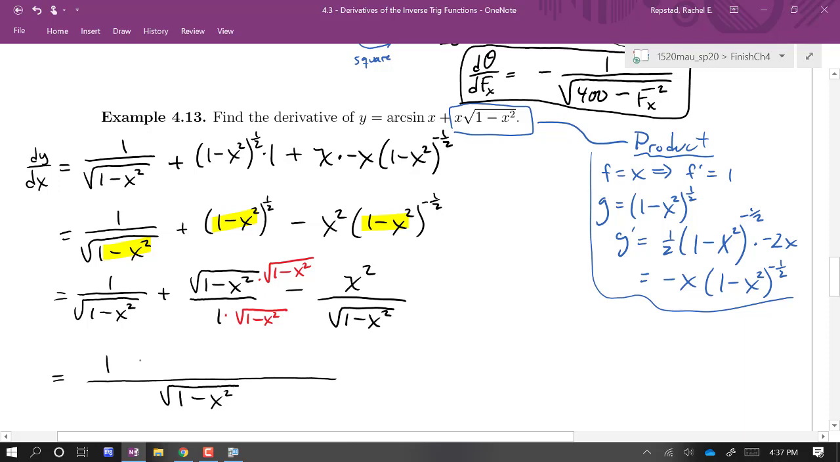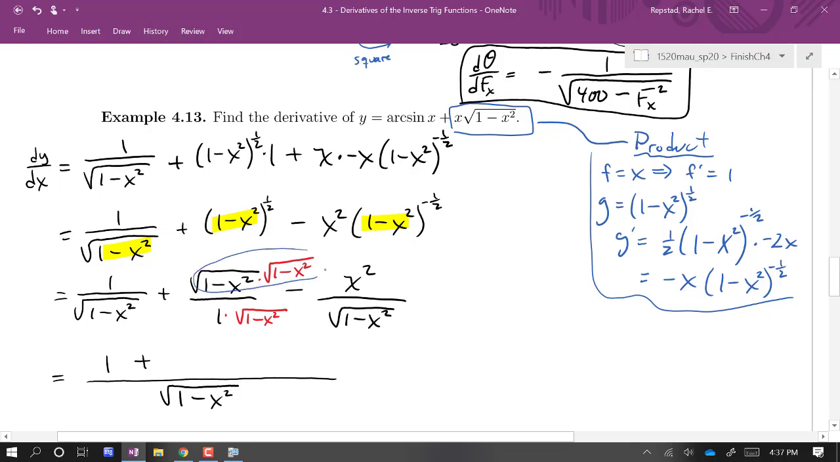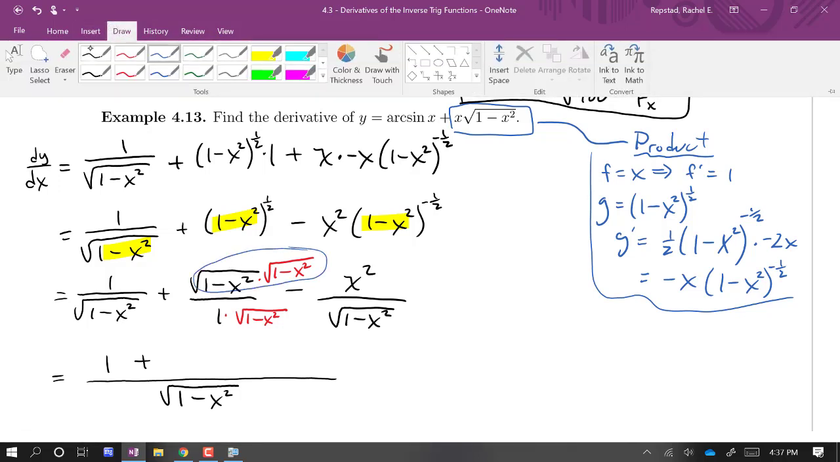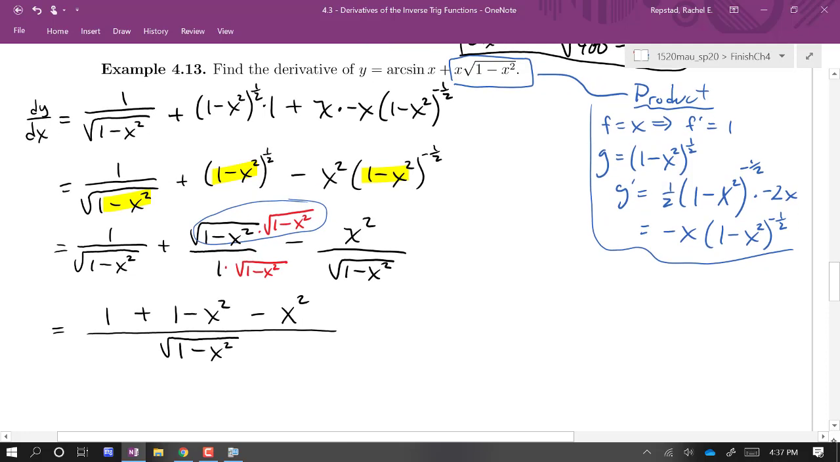And then we have 1 plus, our next term comes from multiplying these two. So I'm just multiplying a radical by itself. That's going to get rid of the radical. This is going to be 1 minus x squared, and then minus x squared. So simplifying the top, we have 2 minus 2x squared over the square root of 1 minus x squared.